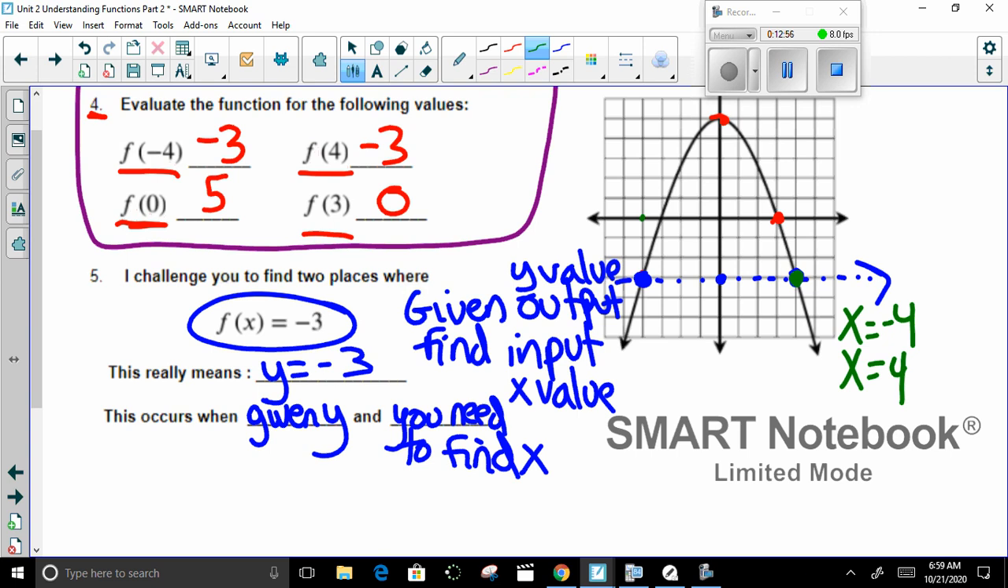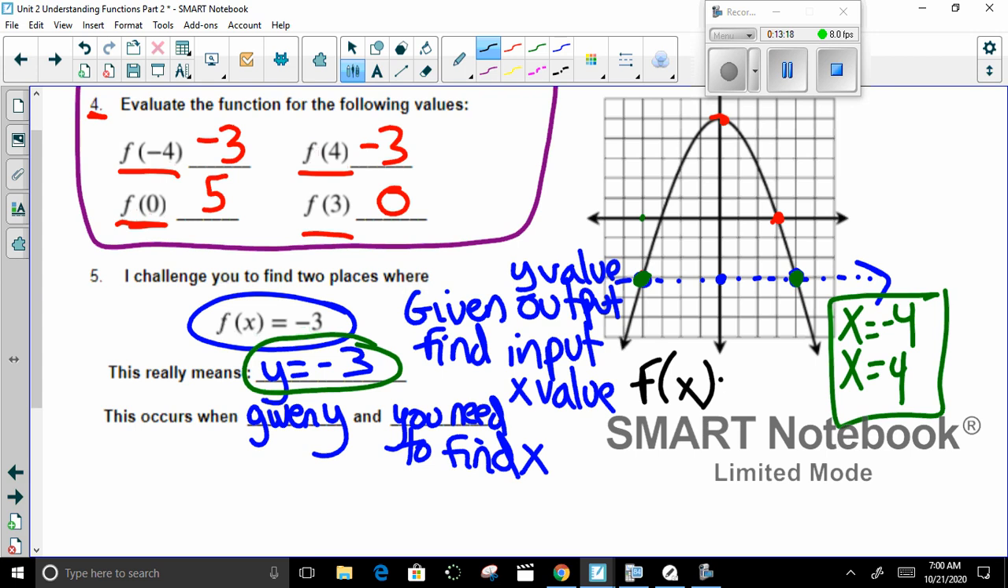Okay, so in this situation, I am given my output of y equals -3, and I actually end up getting 2 inputs. That can happen sometimes, and it usually happens when you're given a parabola like this, because it hits on both sides there. Now, how would I write that? So f of x equals -3. That's what we were given here.